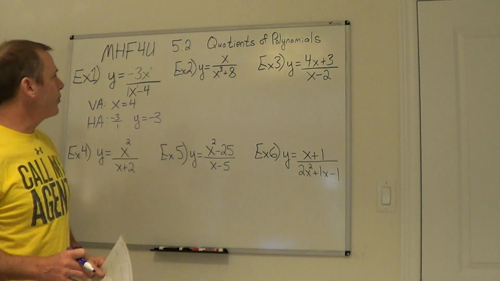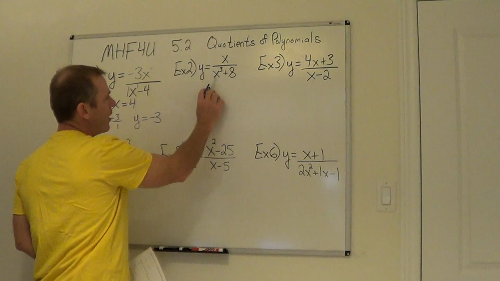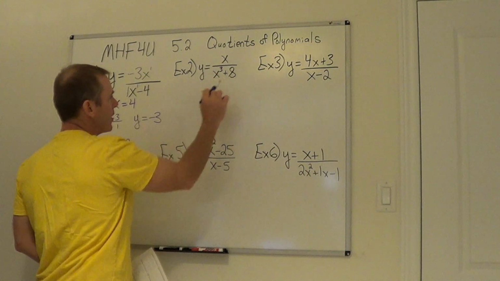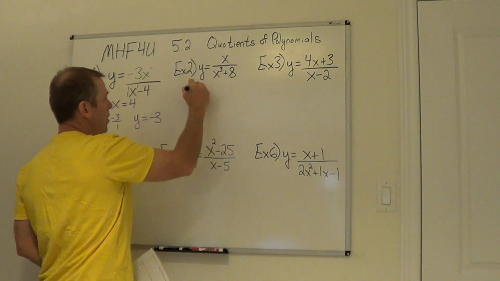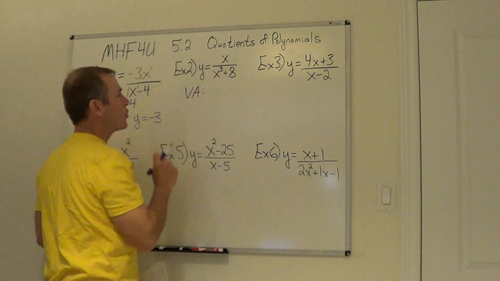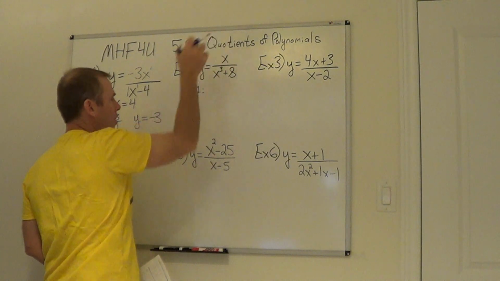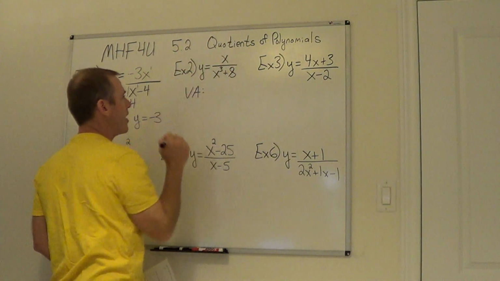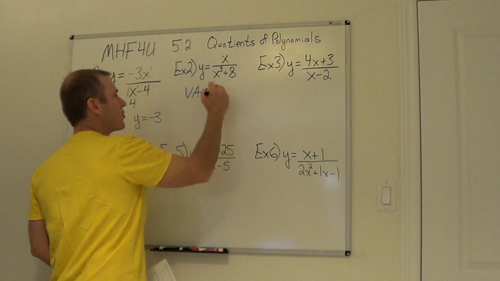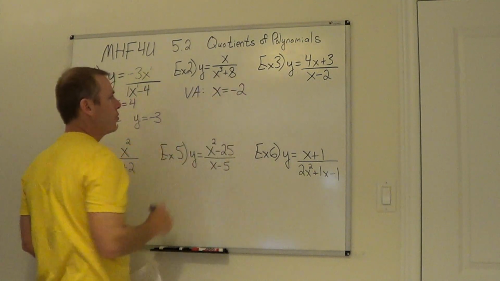All right, so example two, again looking at vertical asymptotes. What value of x would make the denominator equal to zero? Well, is there one? Yeah, there is. If I cube negative 2, that would make the denominator zero. The numerator would not be zero, so it means we do have a vertical asymptote at x equals negative 2.